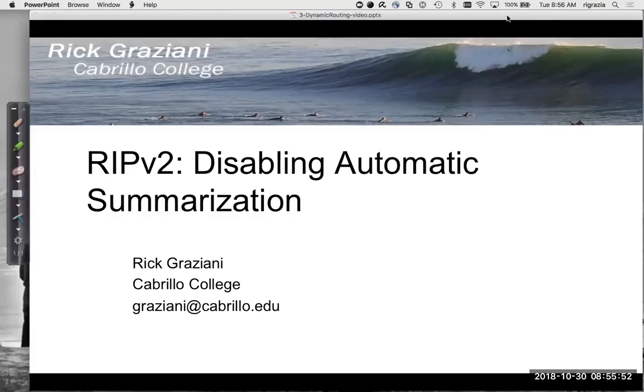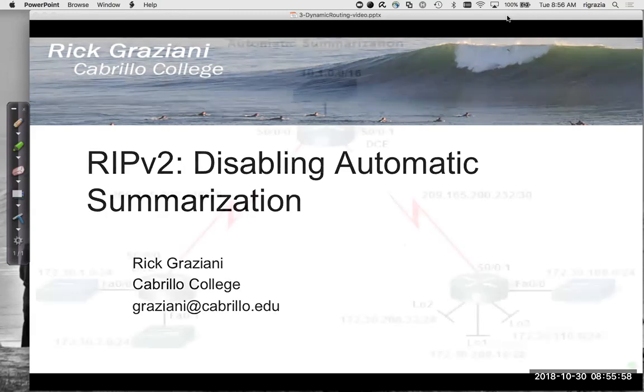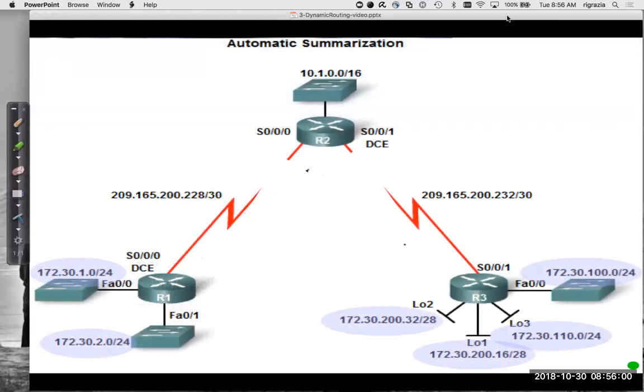Hi, in this video, we're going to talk about RIP version 2 and disabling automatic summarization. Okay, so RIP, both version 1 and version 2, do something called automatic summarization.